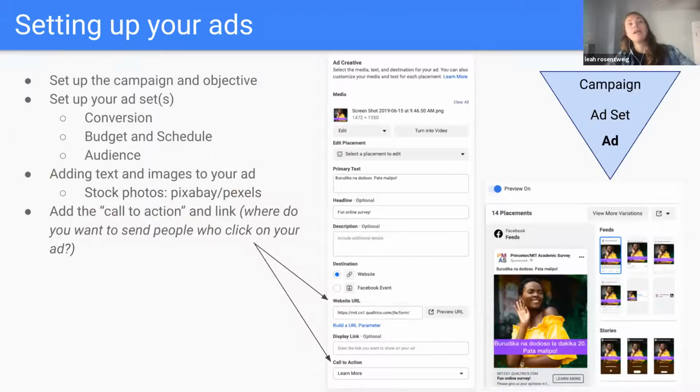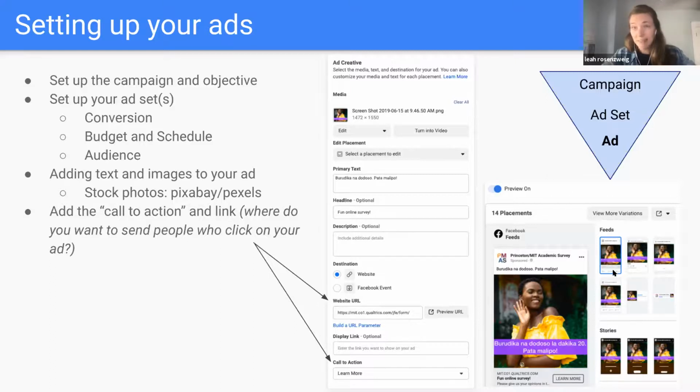Okay. So after you get all your conversion goals, budget, schedule, and audience set, then you obviously need to create the ad. There's a bunch of different text that goes in here: the primary text, the headline, and the description. You can see where these things show up. So the headline here, the link to the Qualtrics, the call to action button, and then the primary text above.